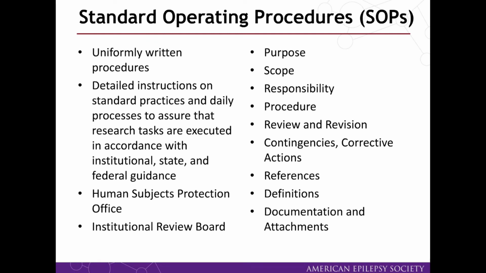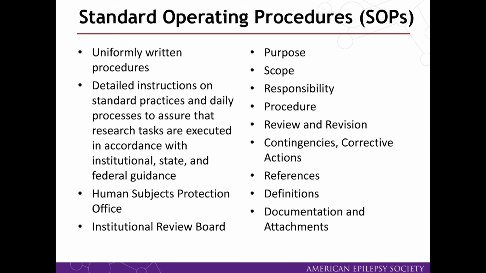So as I mentioned before, SOPs are uniformly written, usually across an institution or research enterprise, and they follow or outline the steps that are required to meet institutional, state, and federal requirements for research. And as I said before, this is usually developed by your Human Subjects Protection Office in conjunction with your IRB. And there are several components to an SOP.